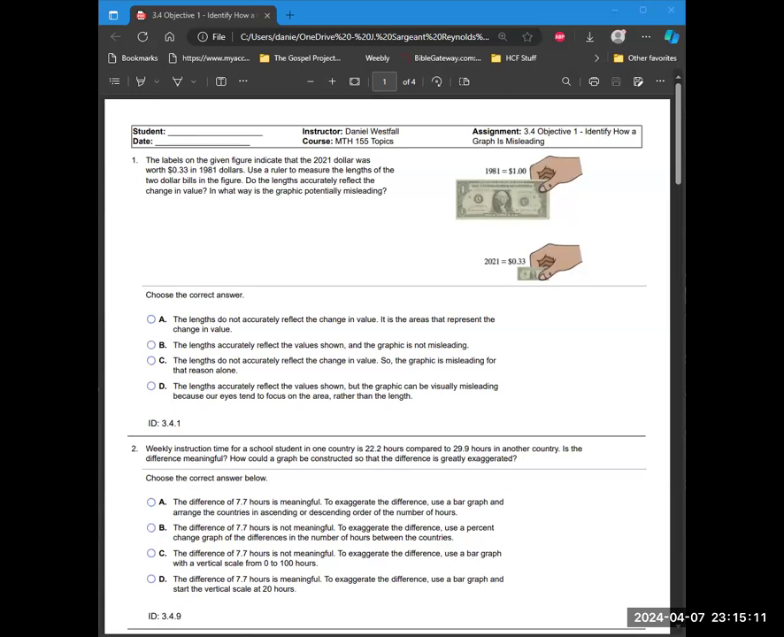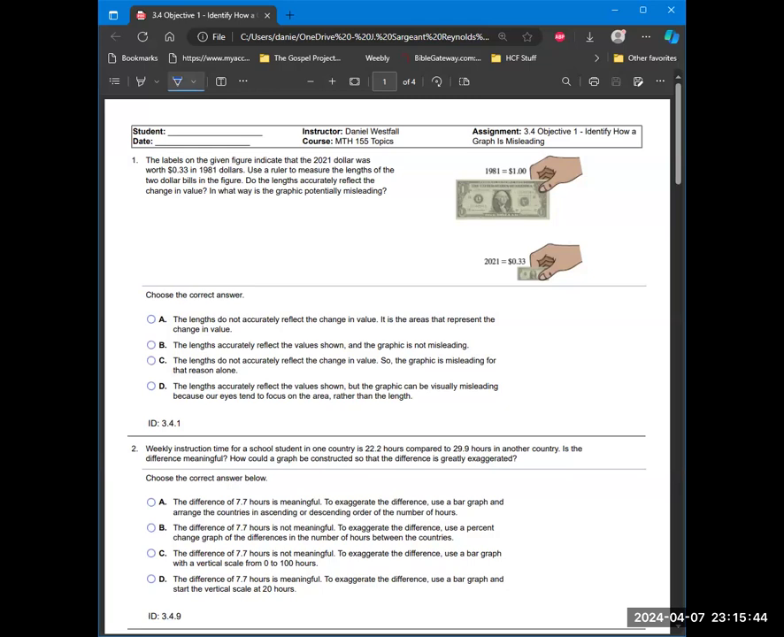The labels on the given figure indicate that the $2 bill in 2021 was worth 0.31 cents in 1981 dollars. Use a ruler to measure the length of the $2 bills in the figure. Do the lengths accurately reflect the change in value? In what way is the graphic potentially misleading?